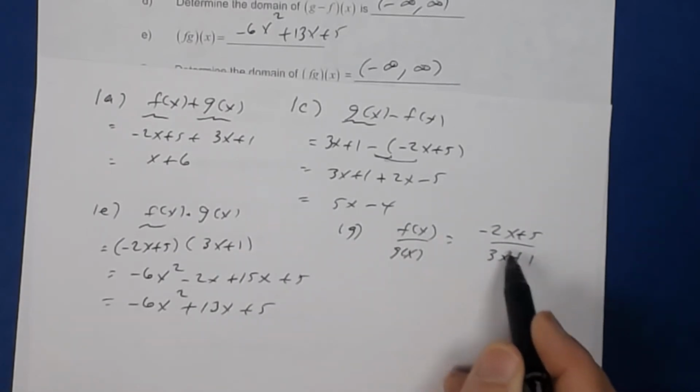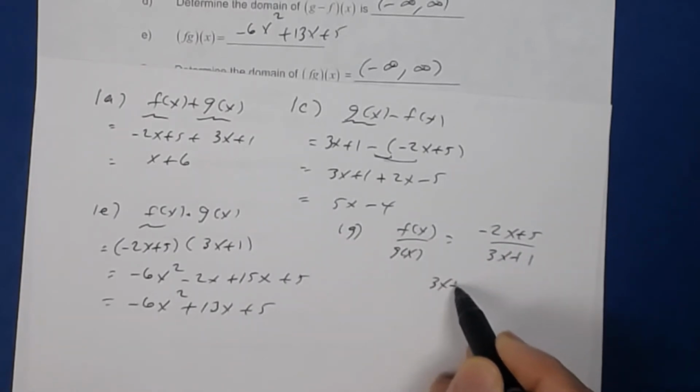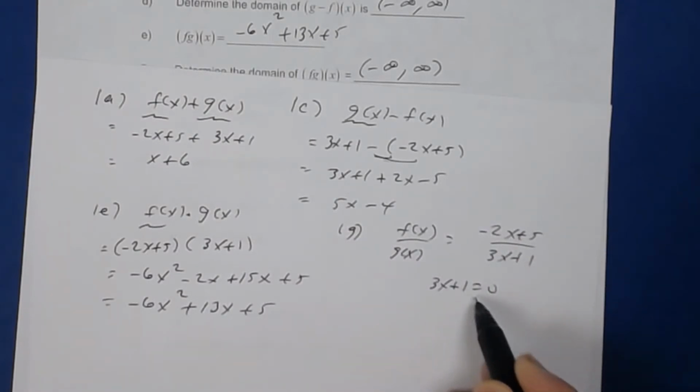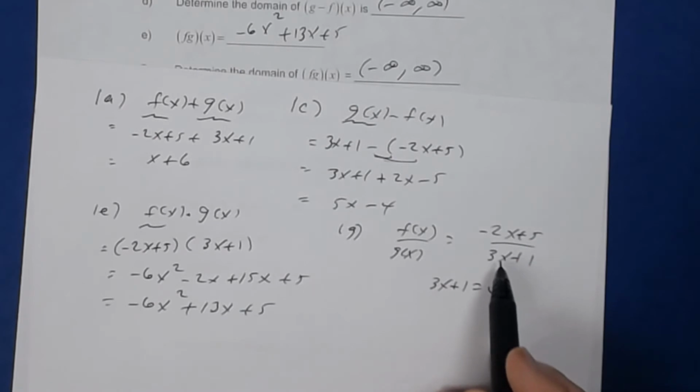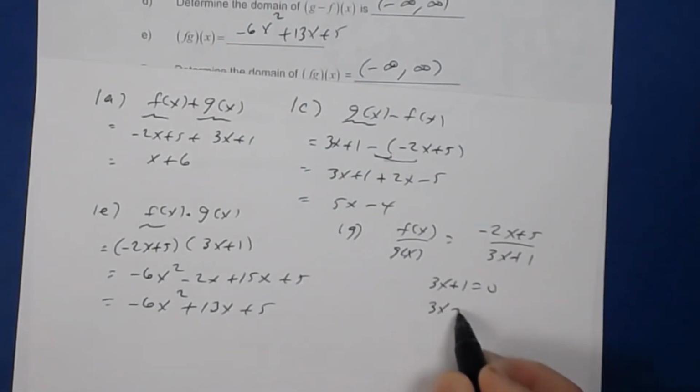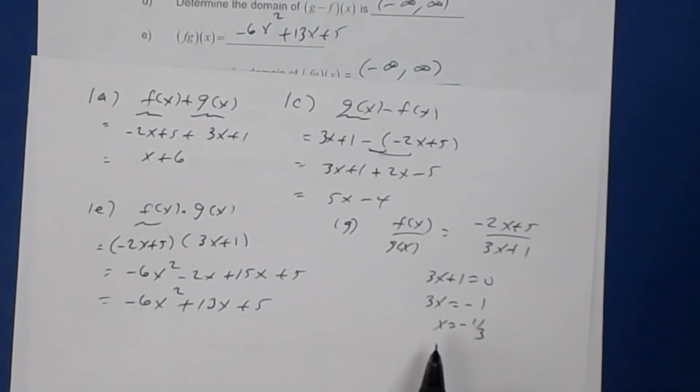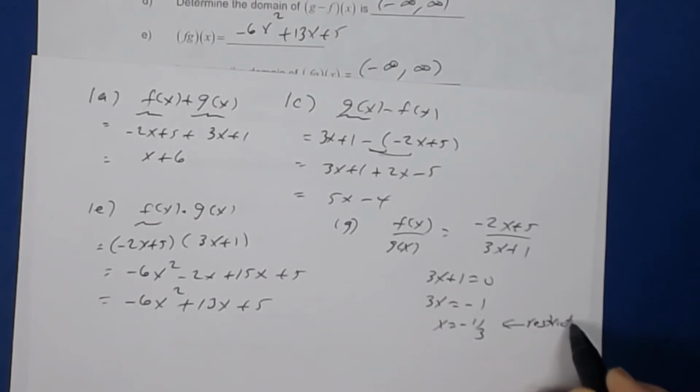So to figure out where this is 0, you set that equal to 0 and solve this equation. It doesn't matter what the numerator is as long as the denominator is not 0. So I get 3x equals -1, so x is -1/3. All right, so that's your restriction. So x cannot be that.